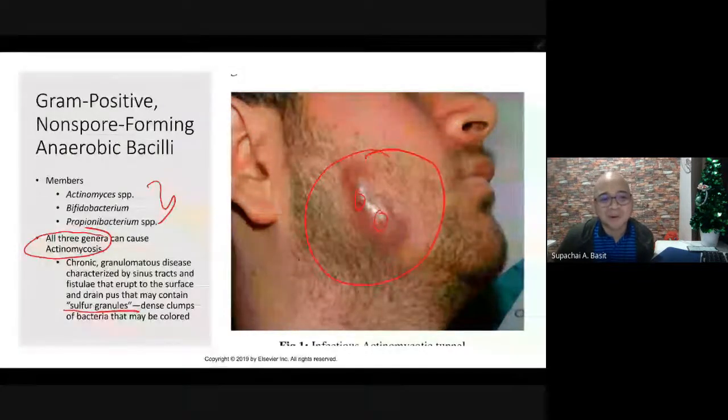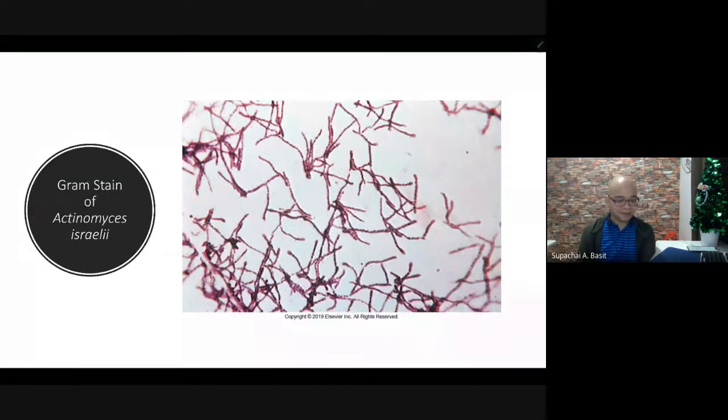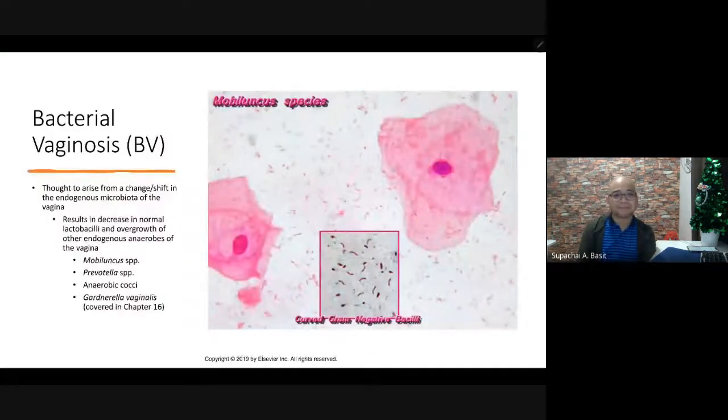Yung pala yung actinomycosis. And it's actually in the skin, no? So chronic granulomatous disease characterized by sinus tracts. So pag sinabi natin sinus tract, parang merong draining hole dito. Okay? So again, do not forget, this kind of infection may be caused by Bifidobacterium, Actinomyces, and Propionibacterium. So this is an example of Actinomyces israelii, a representative organism.